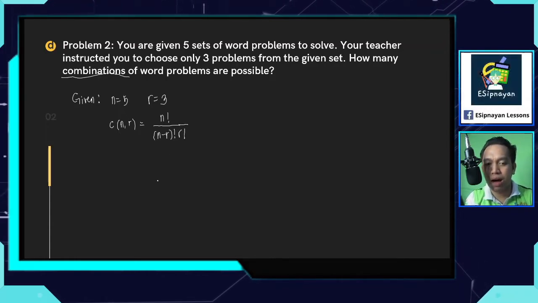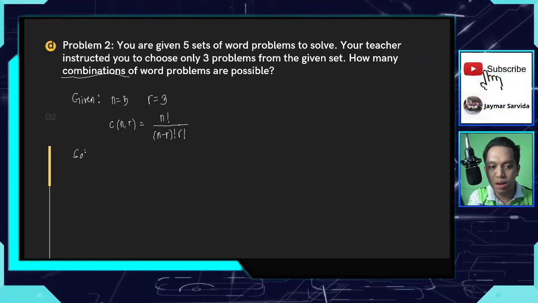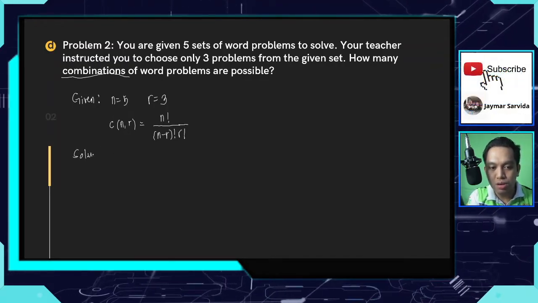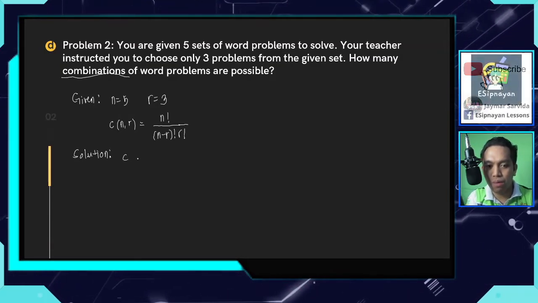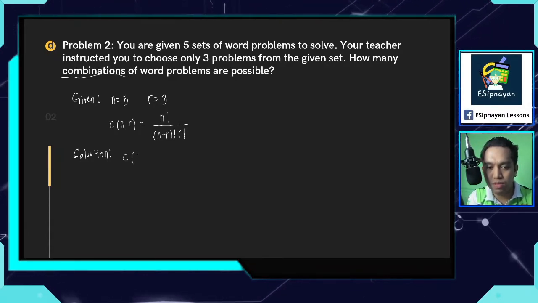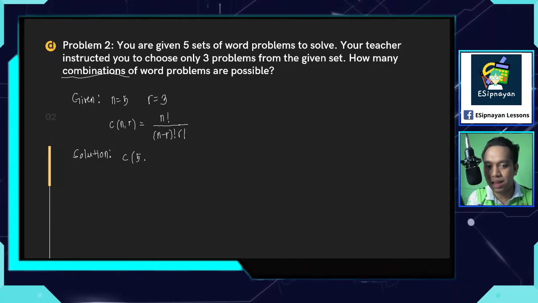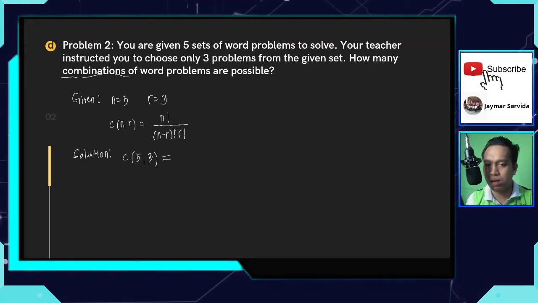Okay, so dito, i-substitute na natin yung ating given value dito sa ating formula. Okay, so C, ito ay combinations, solution na tayo. Okay, solution. So sa ating solution, combinations of 5 objects taken 3 at a time. Yung value ni N ay 5 at ang value ni R ay 3. Okay, dito pwede na tayong mag-shortcut kahit hindi na natin i-follow itong ating formula.